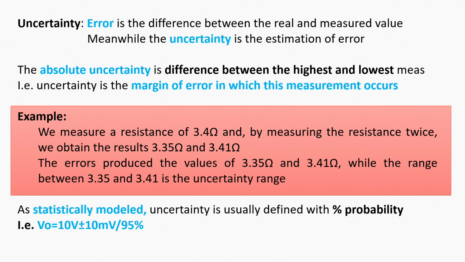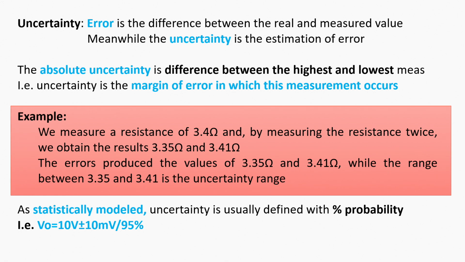For example, if we measure twice a resistor of 3.4 ohms, we may obtain 3.35 once and 3.41 another time with the same sensorial system. That gives 60 milliohms of difference between the maximum and the minimum measurement. That means that the error has been 50 milliohms and 10 milliohms in each situation, while the range between the two measurements, that is the 60 milliohms difference, would be the uncertainty.